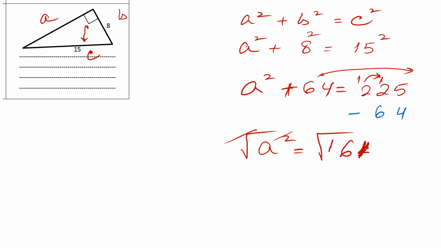Now take the square root of 161. So square and square root cancel. And we know that the square root of 161 is not a perfect square. So keep it as it is, no issue at all.